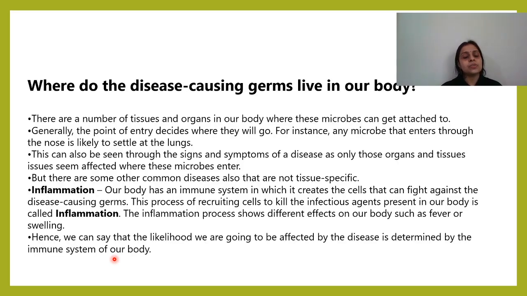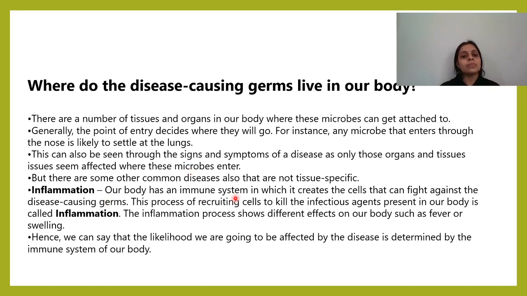Why do disease-causing germs live in our body? There are a number of tissues and organs in our body where these microbes can get attached, generally at the point of entry. For instance, a microbe that enters through the nose will likely want to settle in the lungs. This can also be seen through the signs and symptoms of a disease, as only those organs and tissues will be affected when the microbes enter.